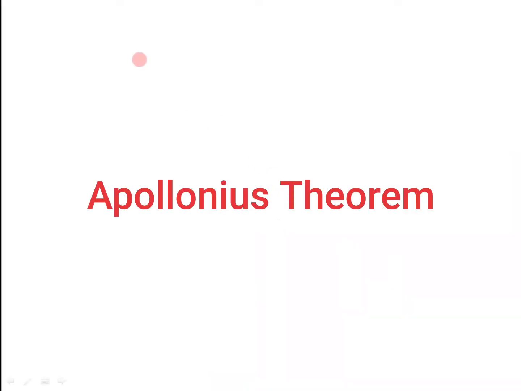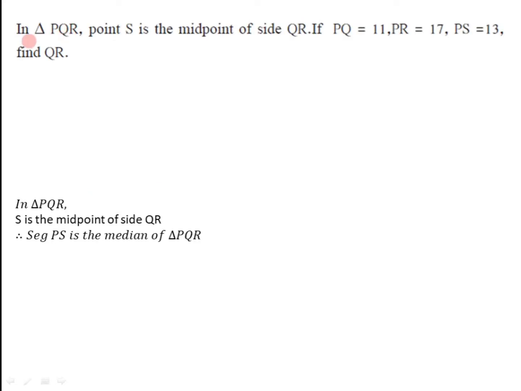Hello students, let us solve some problems based on Apollonius theorem. First question is, in triangle PQR, point S is the midpoint of side QR. If PQ is equal to 11, PR is equal to 17, PS is equal to 13, find QR.